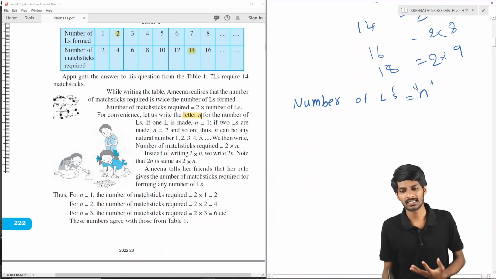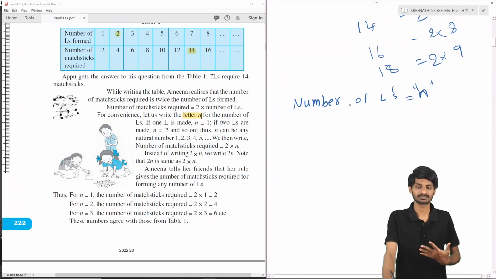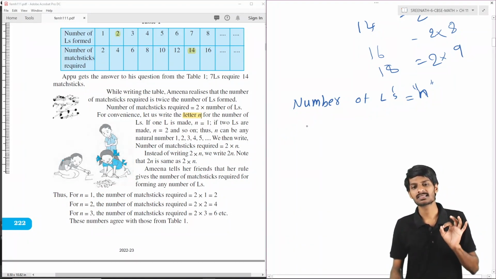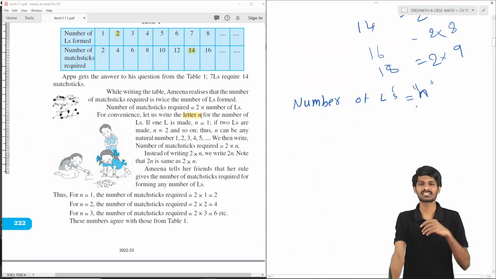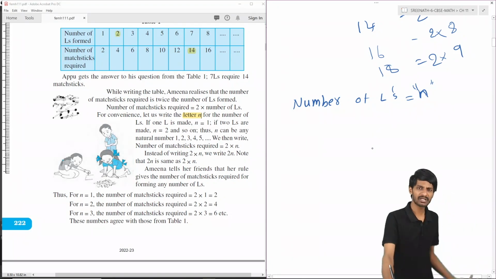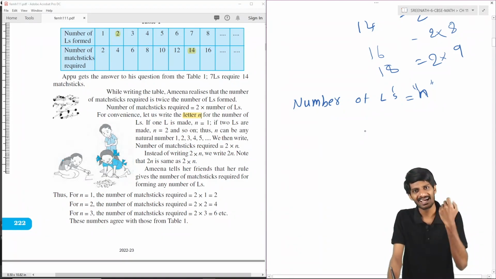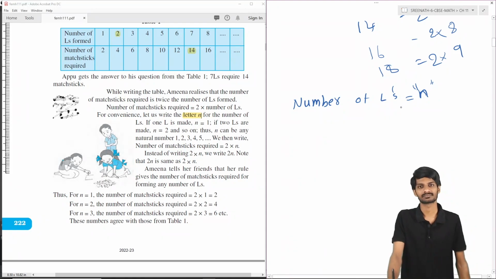We are assuming with the letter N. So if Appu comes in and asks how many mastics are required to make 7 L's, then we are going to replace that letter N with 7. If somebody comes and asks you how many mastics are required to make 10 L's, then we will replace the N with 10.